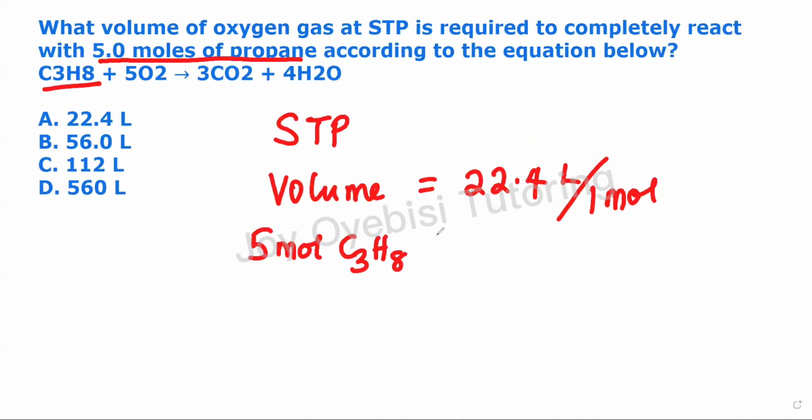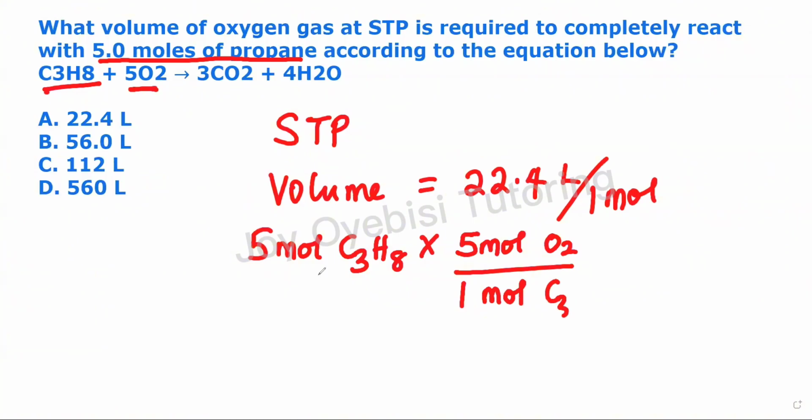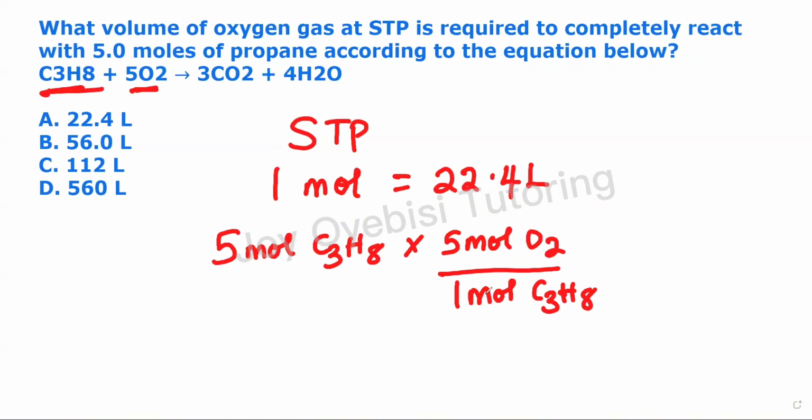So 5 mole of propane, this is propane, C3H8, times, we're going to convert this to the moles of oxygen. Remember, the question is what volume of oxygen? So there is 5 moles of oxygen in this equation. So we're going to say 5 mole of oxygen, then divide it by the mole of the propane. And the reason we do that is so that you can have the propane moles cancel out, leaving us with moles of oxygen. So from the equation, we have 1 mole of C3H8. The mole C3H8 will cancel out, and that leaves us with mole of oxygen.